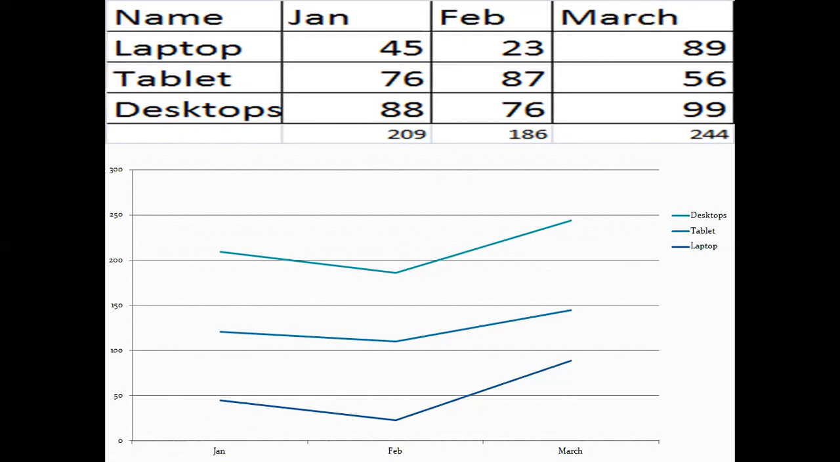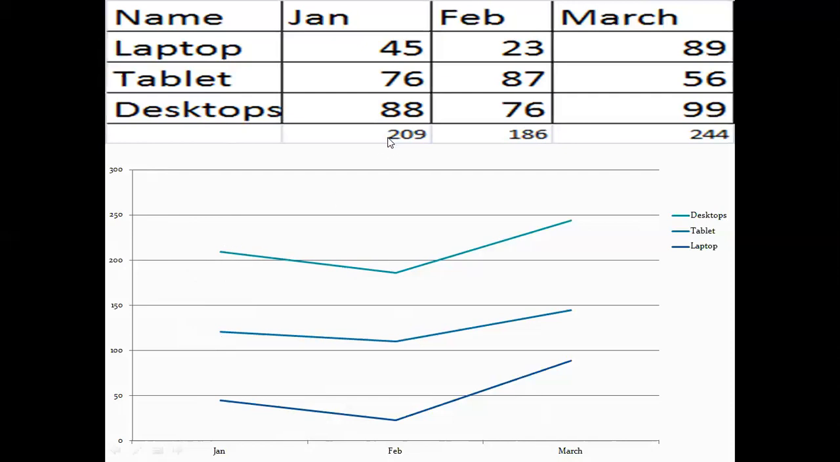So likewise I will have my pointer from 45 and add 76 to it, and here starts my second line, that is of tablet. Now desktops are 88. So where the laptop ends, from there I will start counting the desktop. You can see my last line here is 209. My last line ends with 209 as I'm getting the sum as 209.